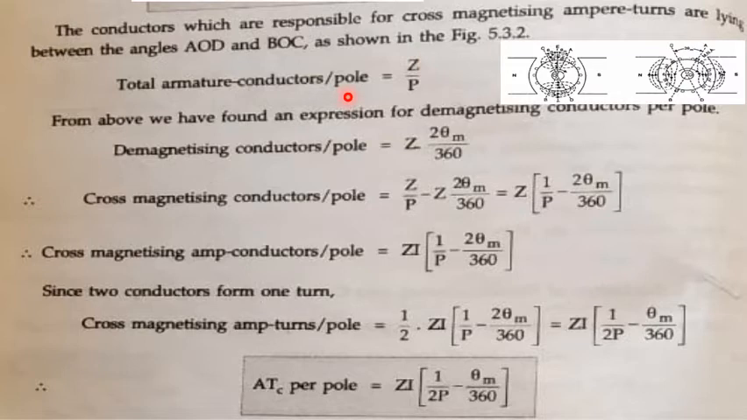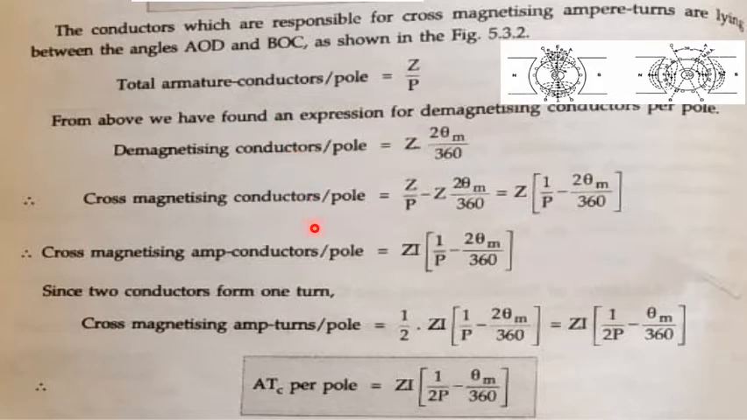Total armature conductors per pole, whatever be the armature conductors. There are P number of poles and Z number of conductors. That is, total armature conductors per pole is Z divided by P. Now here again we found the expression for the demagnetizing conductors per pole, given as Z into 2 theta m divided by 360. This we defined in the earlier slide.